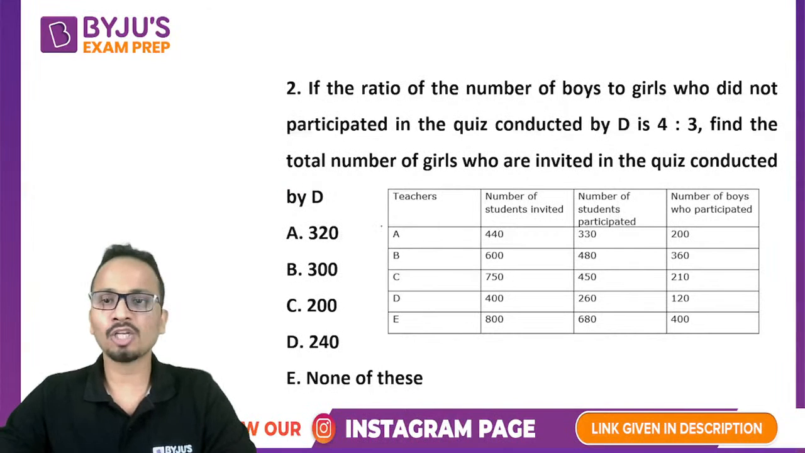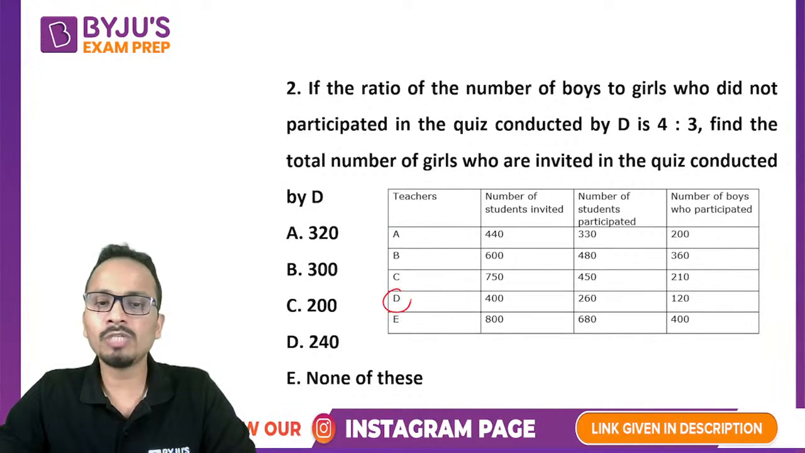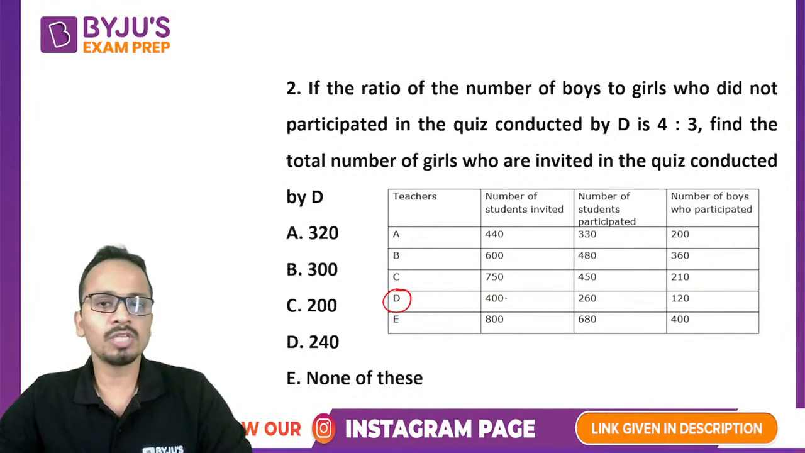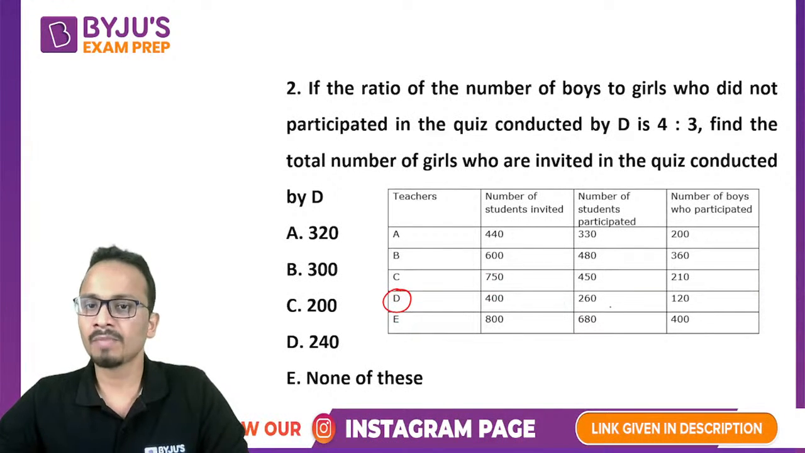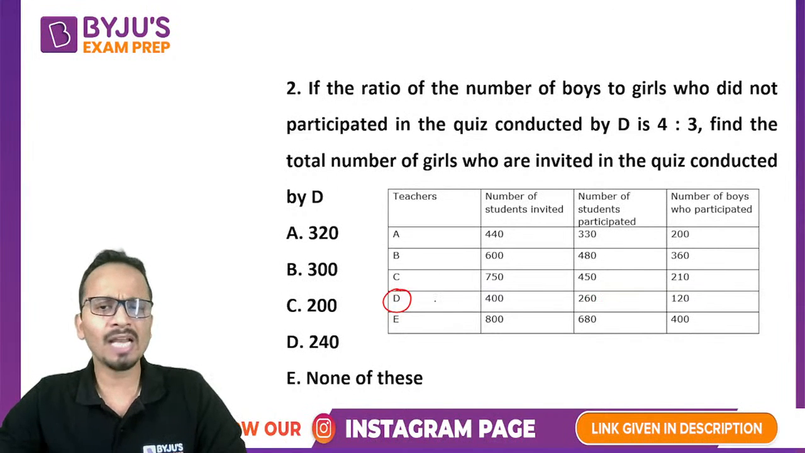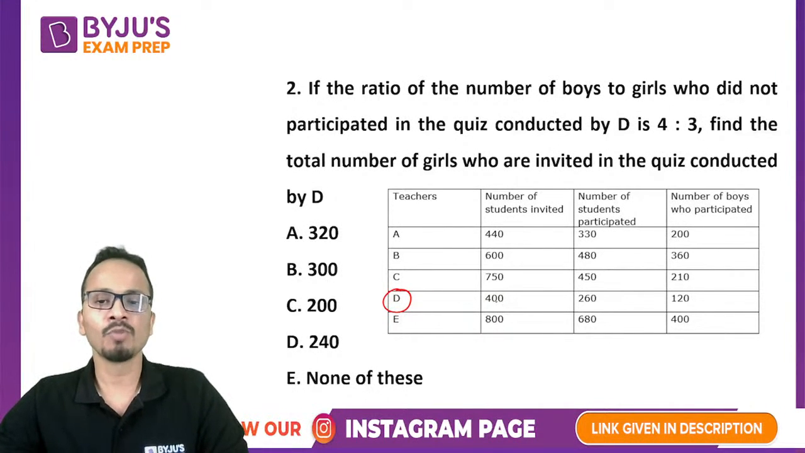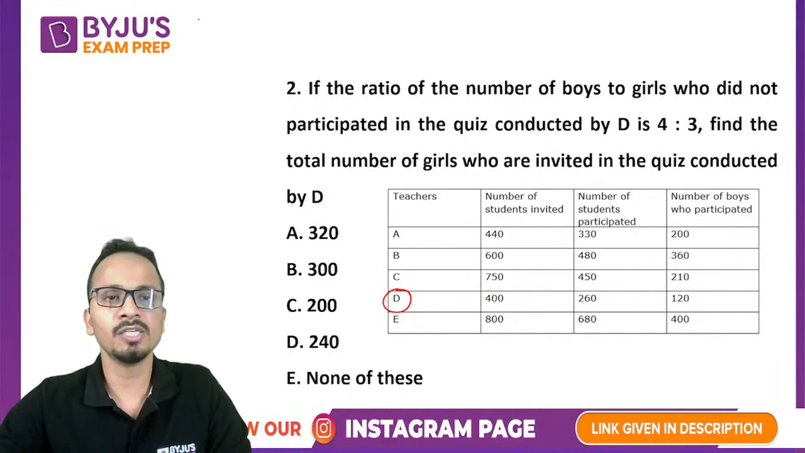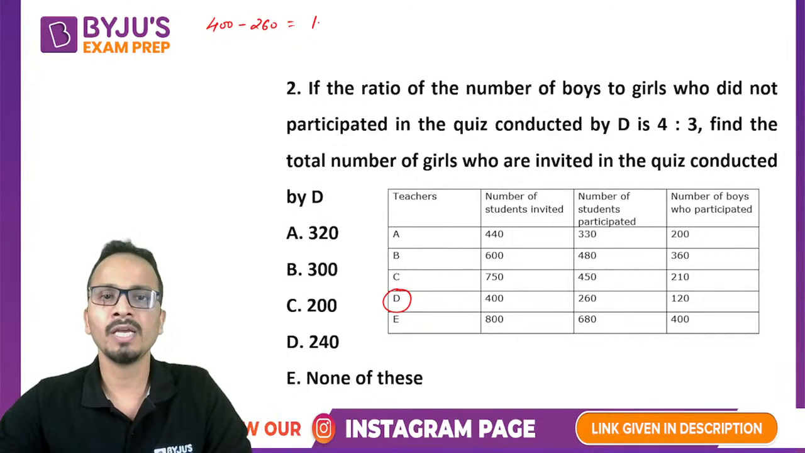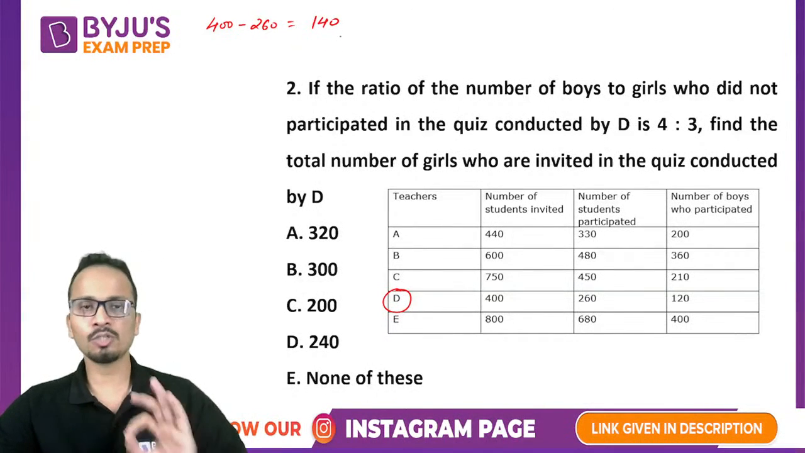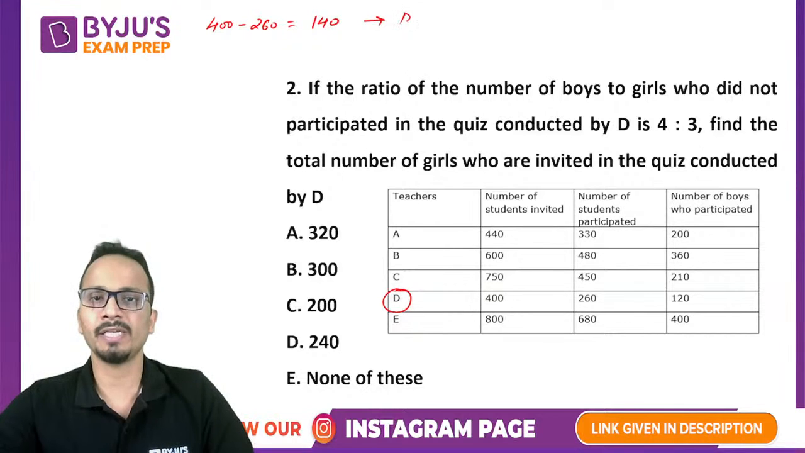Okay, so let's start solving this one. Now they are talking about teacher D. For teacher D, the total number of students who were invited was 400 and the students who participated is 260. So the number of students who did not participate is 400 minus 260. Look at the top of the screen. It is 140. Now this is the total number of students who did not participate.